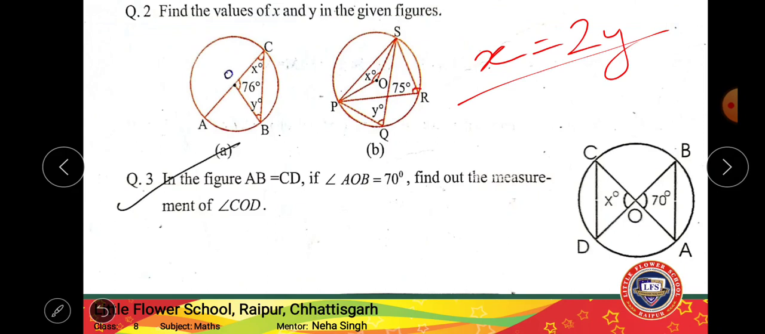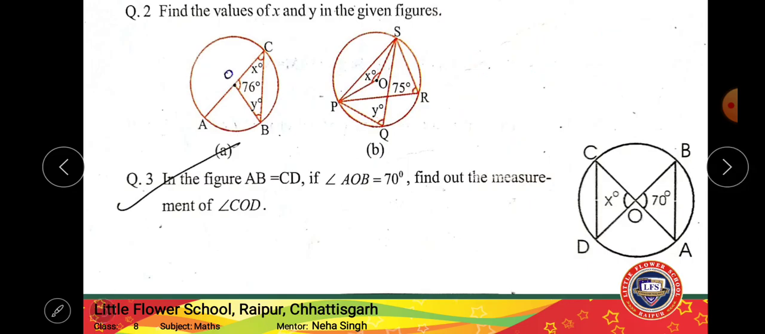Now since this is 75 degrees, this y will also be 75 degrees. Why? Because we have studied that angles in the same segment or same arc are equal, right? Angles in the same segment of the circle are equal. They are both in the major segment of the circle. This is the major segment, this was the minor segment. Both of these are on the same segment of the circle. So y will also be 75 degrees.